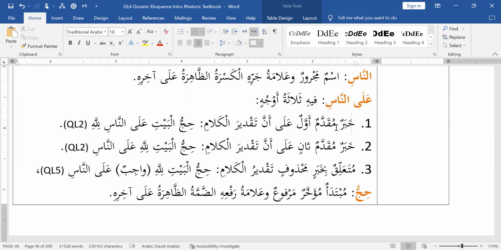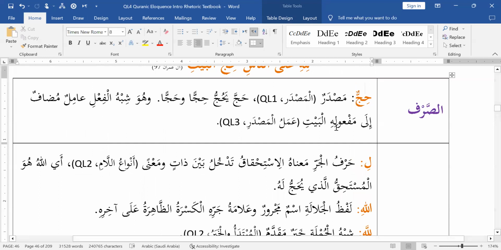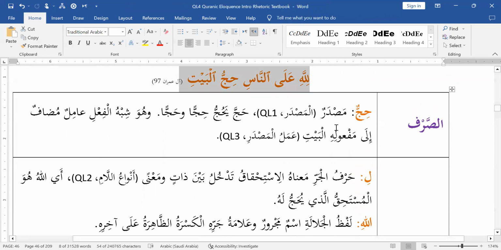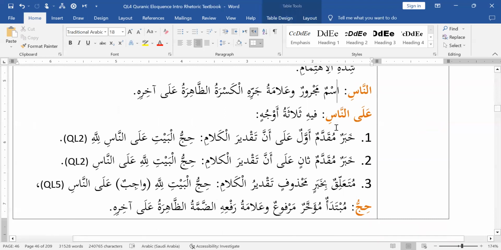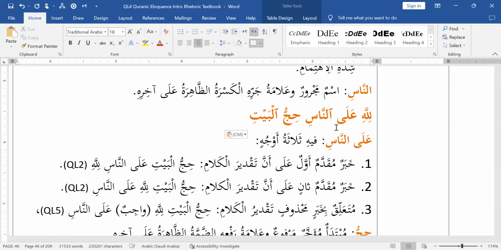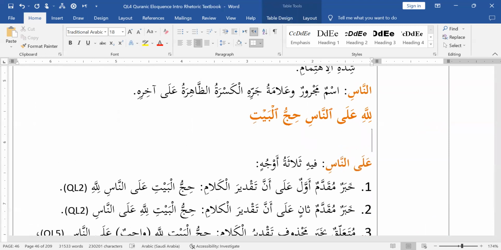So khabar is muqaddam and it's awwal. That's the first perspective on ala nas. Let me actually copy this verse here so I can refer to it more easily. Okay, so this is the original wording. Now what we're going to do is slightly reorganize it just for the purposes of learning.